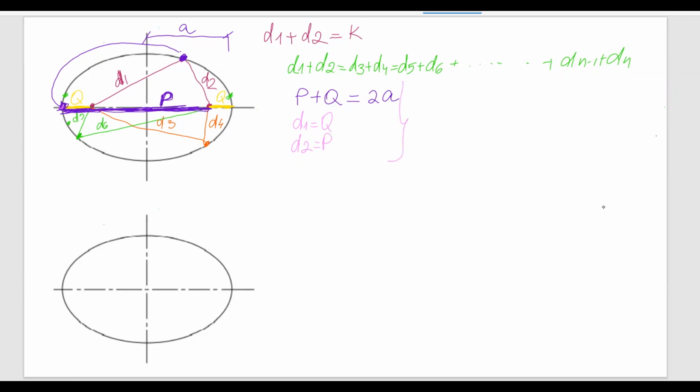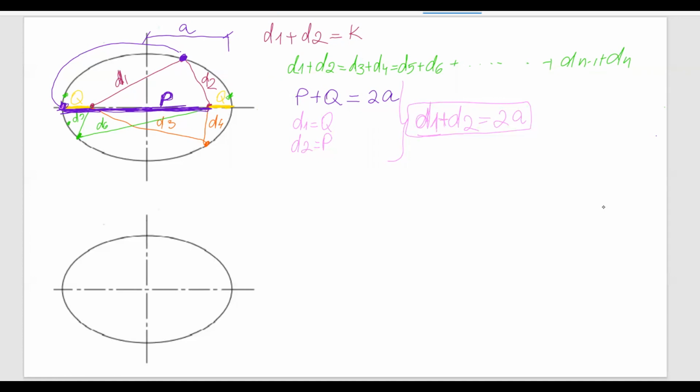So what does this mean? This means that from here, D1 plus D2 equals what? If D1 equals Q and D2 equals P, then we know P plus Q equals 2A. That means that D1 plus D2 equals 2A.